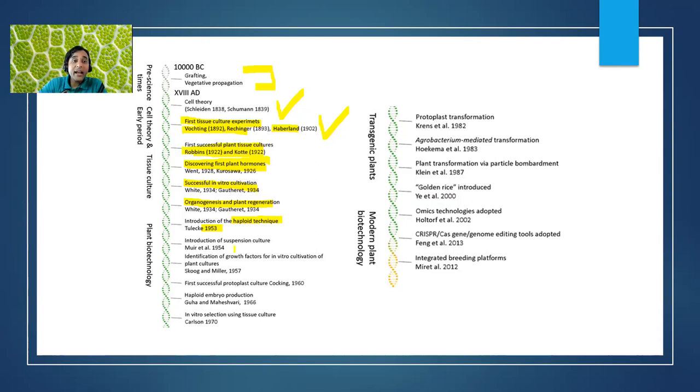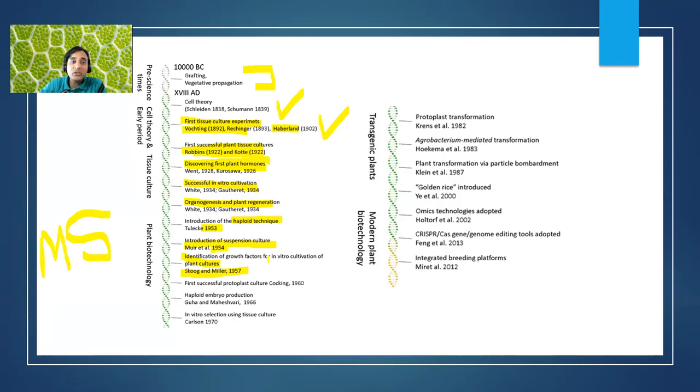And after that, in 1954, the suspension culture was developed. Suspension culture, the liquid media, right? And after that, different kinds of media were developed. A very famous medium was developed, which is called MS media. Nowadays, you will see a lot of companies using this formula that was developed by Skoog and Miller.